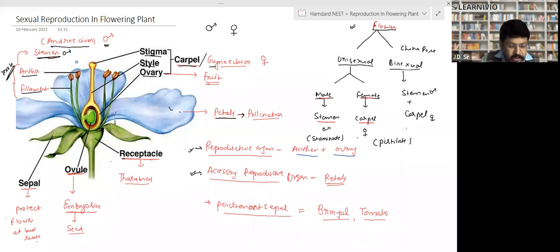The plants in which the flowering plants are called angiosperms. Angio means covered and sperm means seed, right? So flowering plants are basically angiosperms.